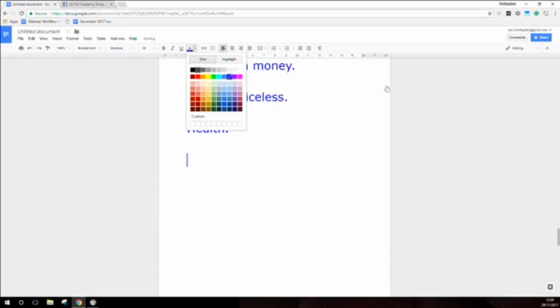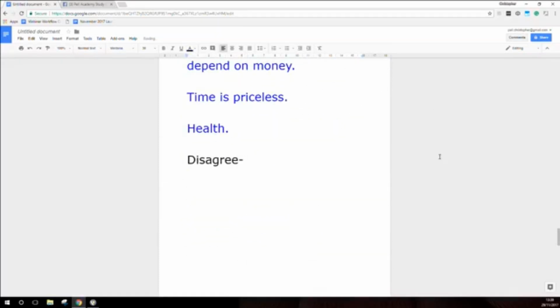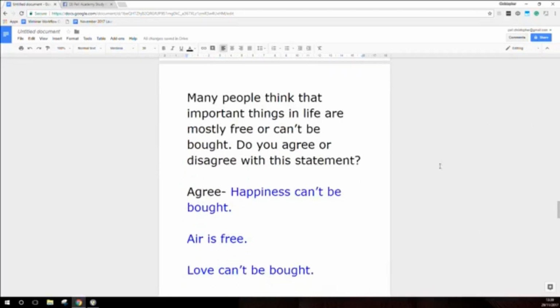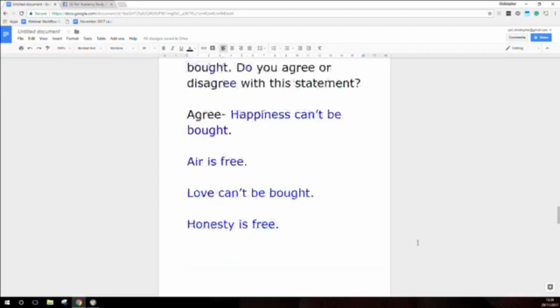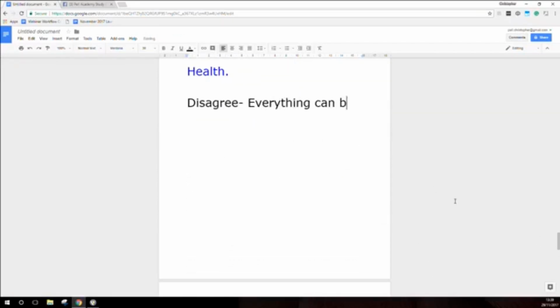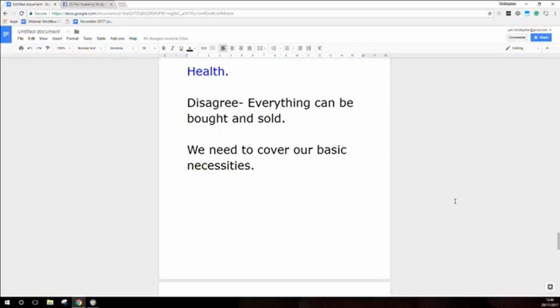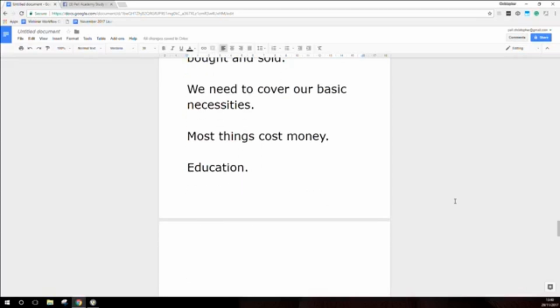This will be interesting. I'm interested to hear these ideas for disagree. So let's look at the question again. Many people think that important things in life are mostly free and can't be bought. If you disagreed with this, what would you say? So give me some ideas. Everything can be bought and sold. We need to cover our basic necessities. Yeah, basic needs. Most things cost money. Education. Yeah, most countries' education is not free. It's free here. Strange that it's free in the rich countries, but not in the other countries.